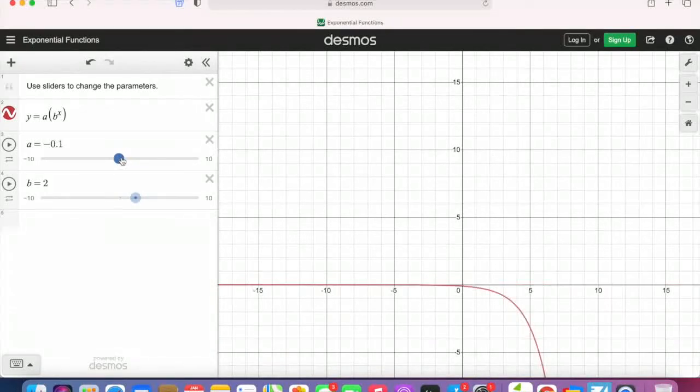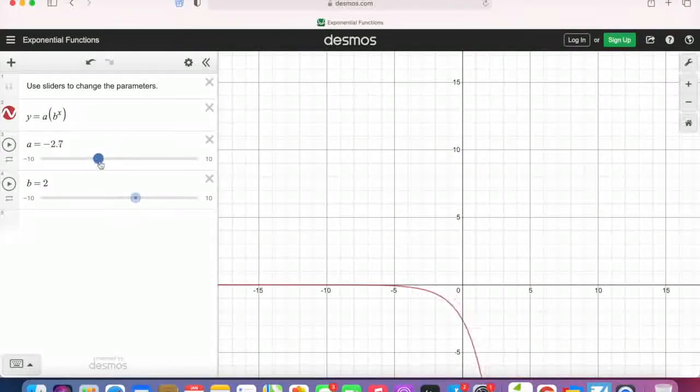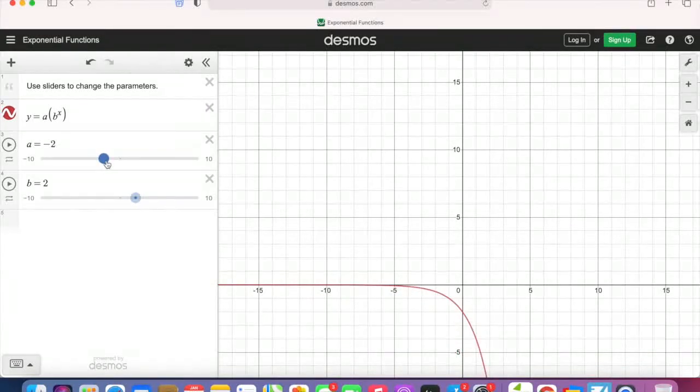But if we make A negative, look what happens. The smaller the negative number, the steeper that decline is, the quicker that decline is. Okay? So that's what happens when A is negative. I'm going to put A back at 1. What happens when B is negative?